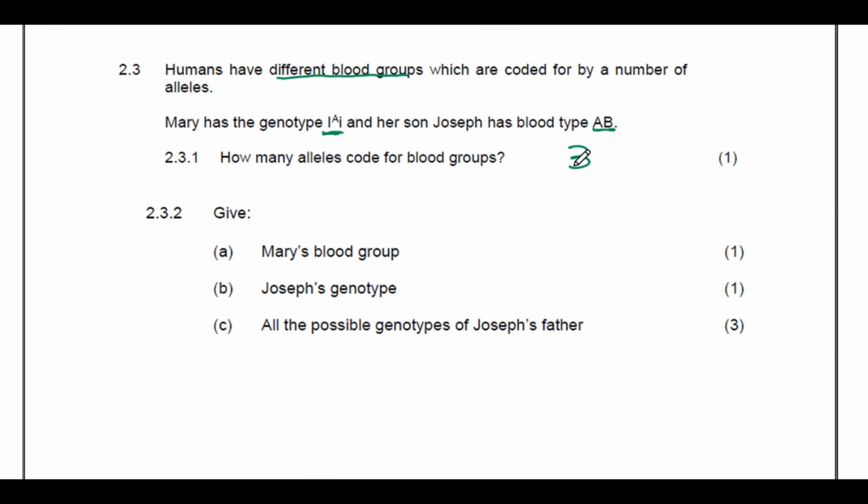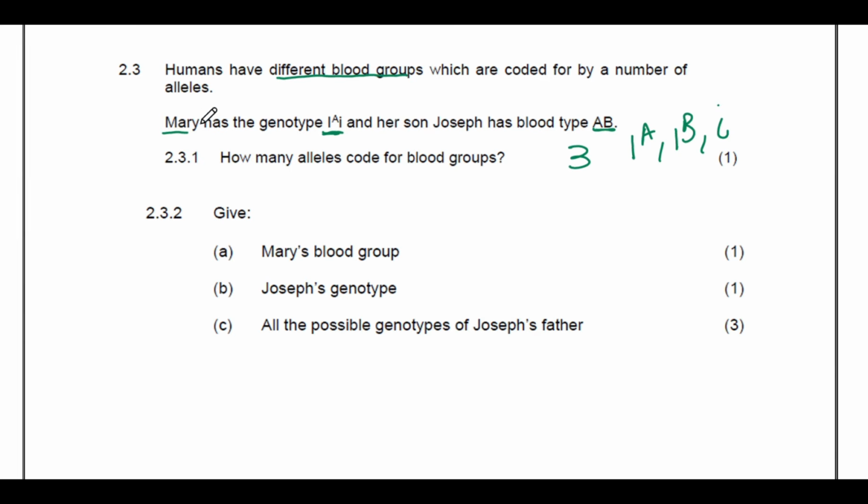3. This question, guys, is very, very, very popular. They ask you how many alleles code for the blood group. There's 3. They are not asking you to mention them, but that is your IA, IB, and the small letter i. Now, part two is asking you to give Mary's blood group.